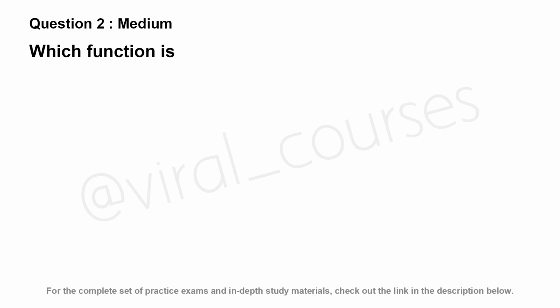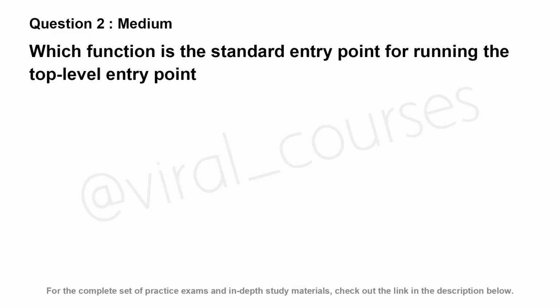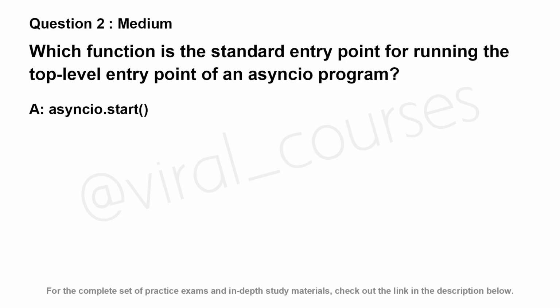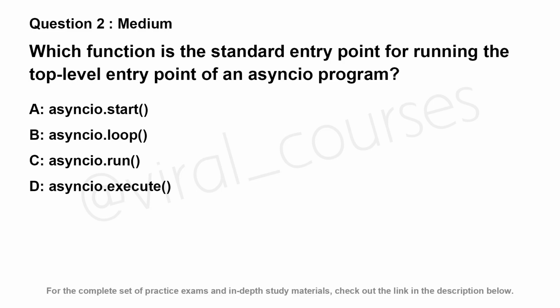Which function is the standard entry point for running the top-level entry point of an asyncio program? Option A. Asyncio start. Option B. Asyncio loop. Option C. Asyncio.run. Option D. Asyncio execute.